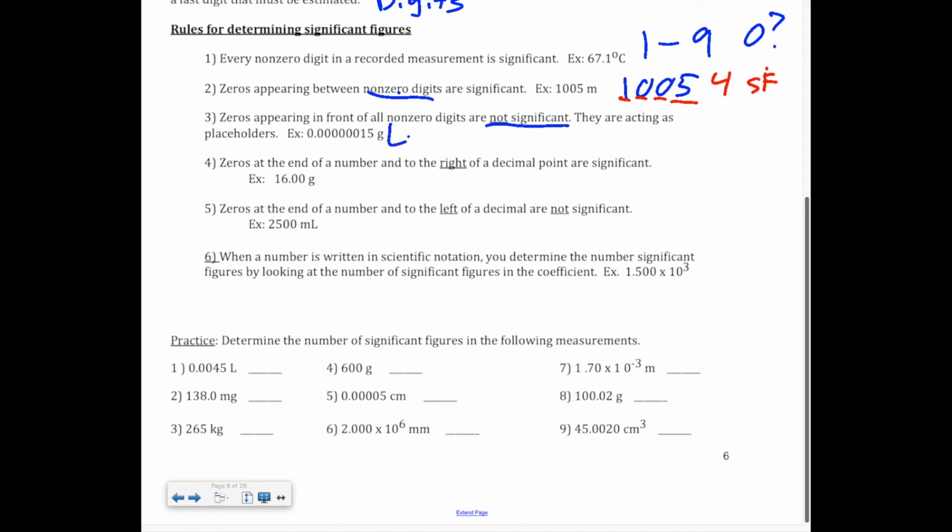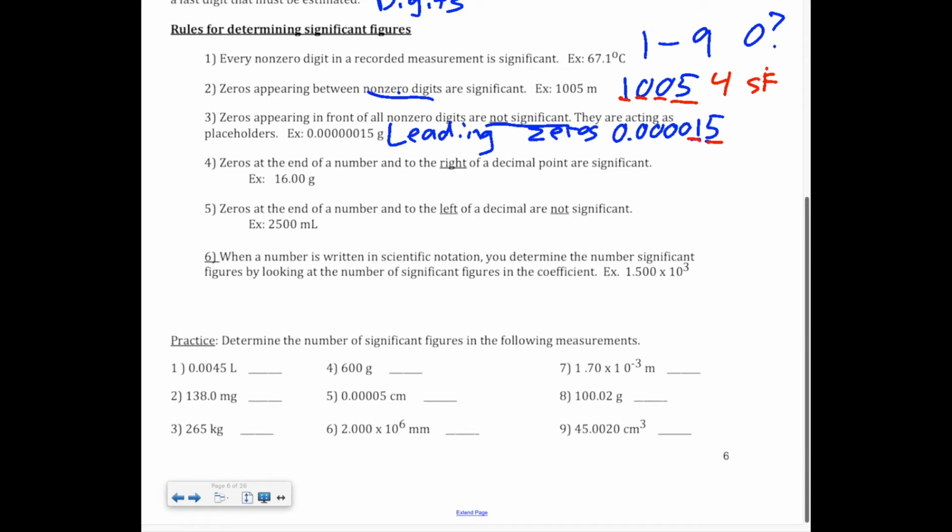Now, for rule number 3, zeros appearing in front of all non-zero digits are not significant. So these are called leading zeros. I will write over this. This is going to be 0.000015. Okay, so all of these leading zeros are not significant. Just the 1 and the 5 are. Okay, so since there is no non-zero number to the left of those, all these zeros are insignificant.